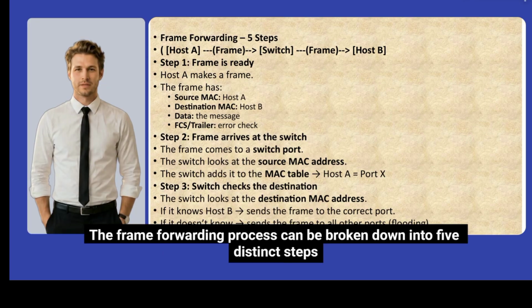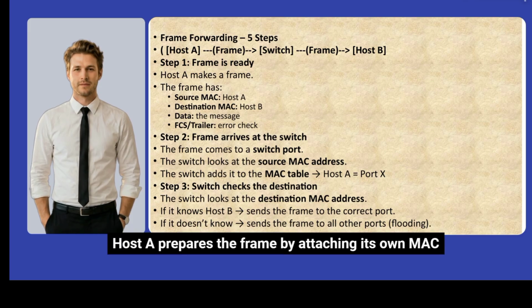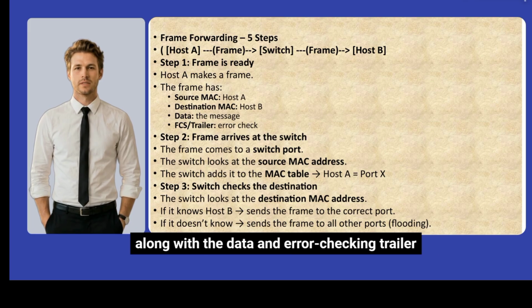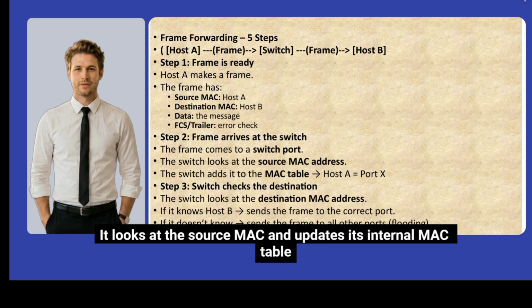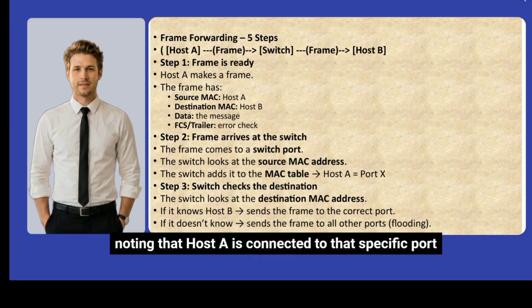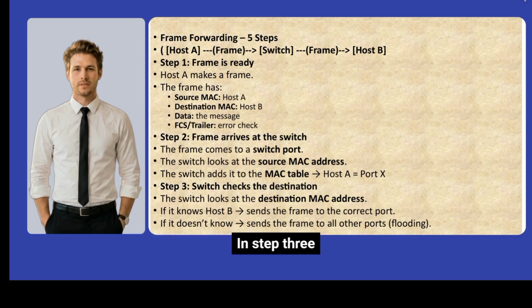The frame forwarding process can be broken down into 5 distinct steps. First, host A prepares the frame by attaching its own MAC as the source and host B's MAC as the destination, along with the data and error checking trailer. In step 2, when the frame arrives at the switch port, the switch doesn't just pass it through, it actually learns from it. It looks at the source MAC and updates its internal MAC table, noting that host A is connected to that specific port.